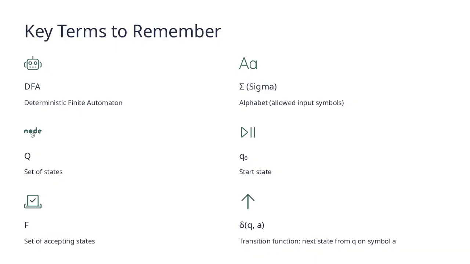Key terms to remember: DFA, Deterministic Finite Automaton. Σ, the alphabet, the allowed input symbols. Q, the set of states. q0, the start state. F, the set of accepting states. δ(q, a), the transition function, the next state from q on symbol a. δ*(q, w), the extended transition function, the final state after reading the full string w.